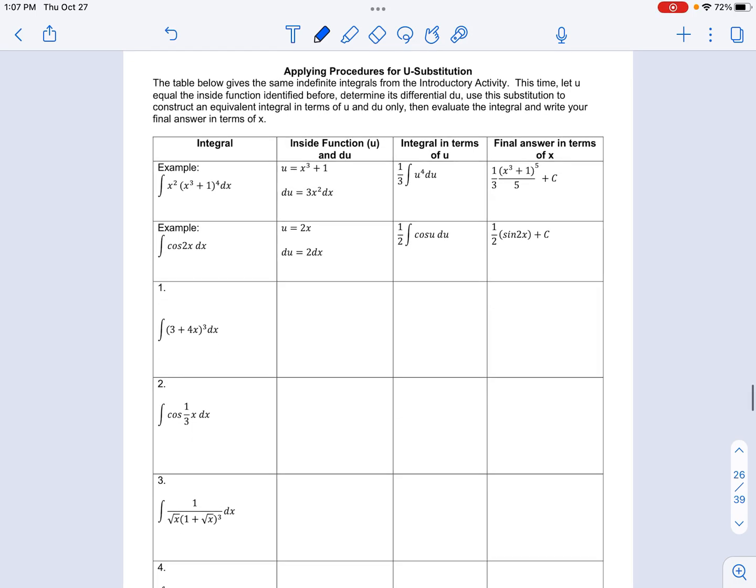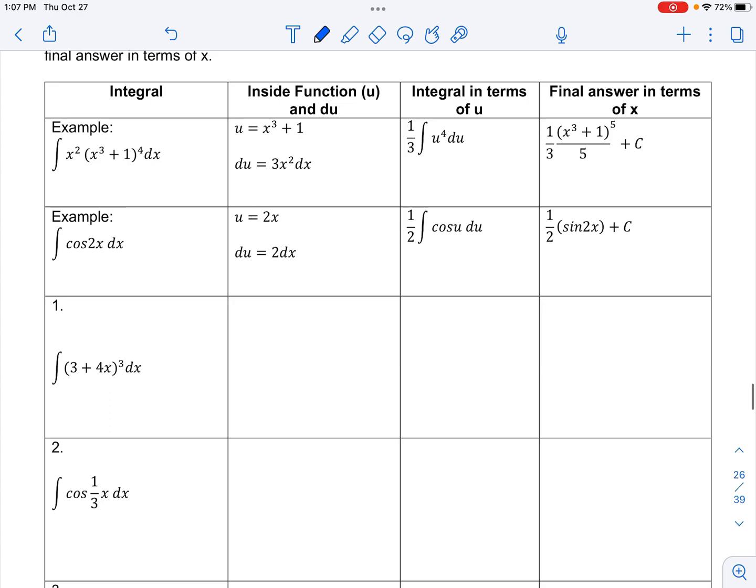Let's go ahead and look at some antiderivatives that have composite functions. What we're going to be doing is rewriting the function in terms of u, and that will allow us to take the antiderivative of a composite function much more easily. So again, let's first start off by identifying the inside and the outside function.